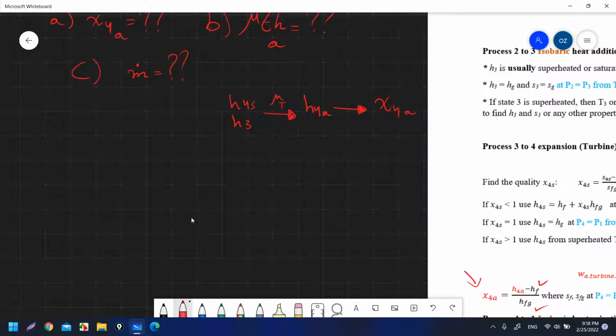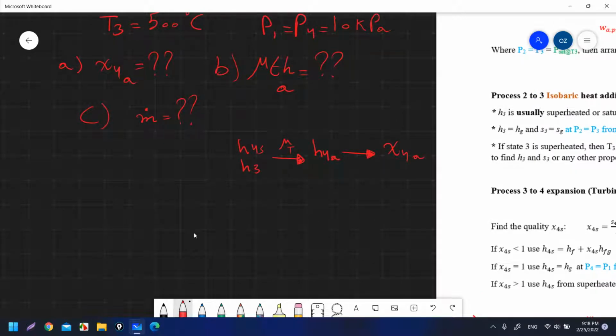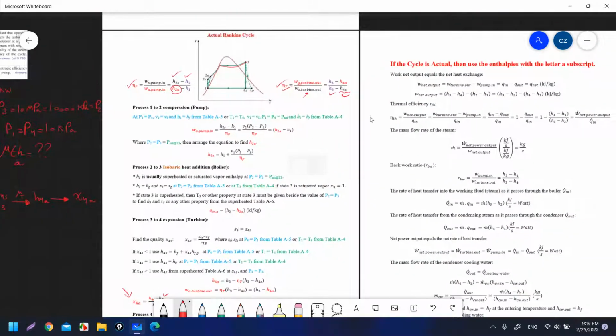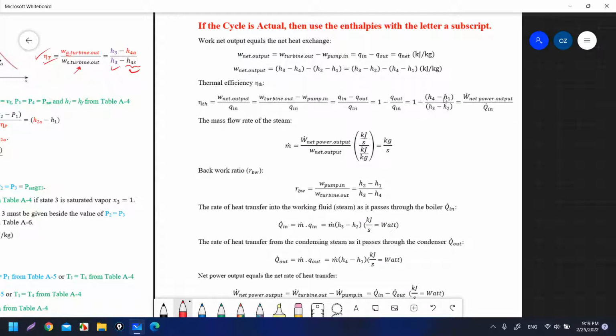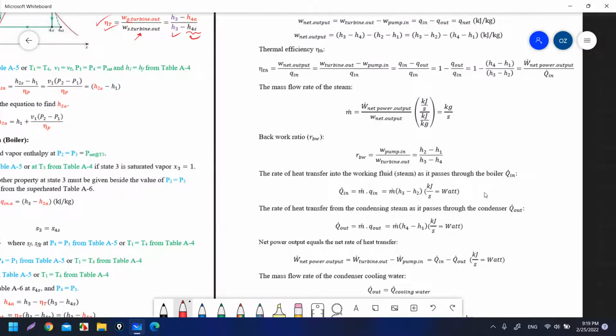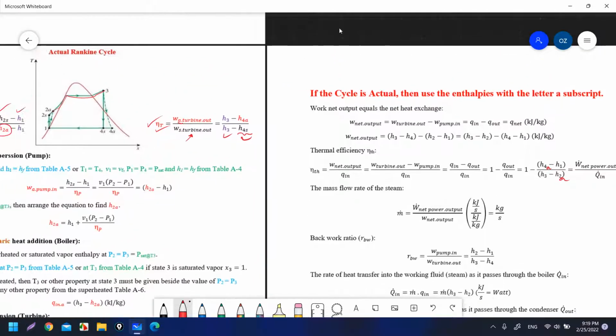Okay, what about the thermal efficiency? We know that when it asks for the thermal efficiency, we must calculate all of the enthalpies. The equation for the thermal efficiency is this one: 1 minus H4 minus H1 over H3 minus H2. And here it is the actual cycle, so H4 will be H4A and H2 will be H2A. H1 and H3, we said, are the same for the ideal and actual Rankine cycle.